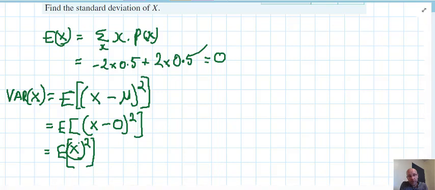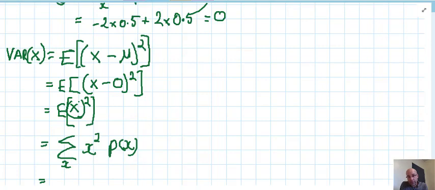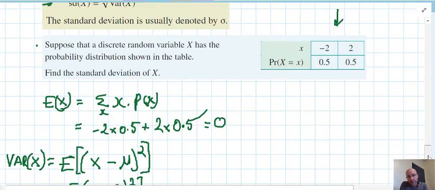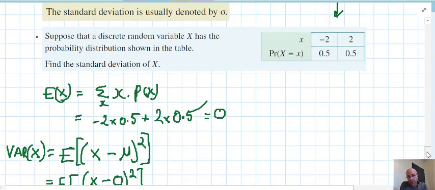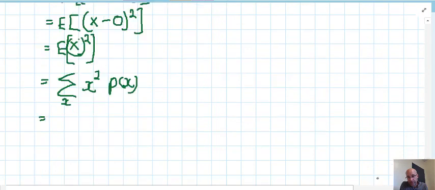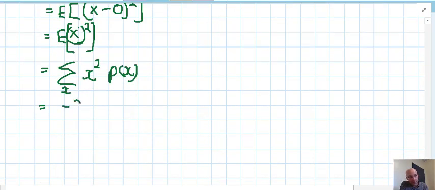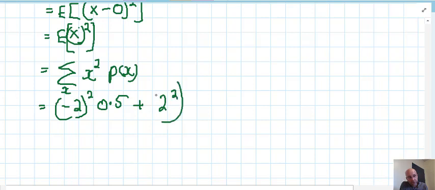Okay, so we did this in the previous example. So there it is, and let's have another look back at the table so we remember what the values were. So the first x value was -2, and it had a probability of 0.5. So we got -2 squared times 0.5, and the other one was 2, so we're squaring the 2 times 0.5. Notice the squared is on the outside of the first one there. So what we've got there is 4 times a half, which is 2, plus 4 times a half, which is 2, so we have 4.